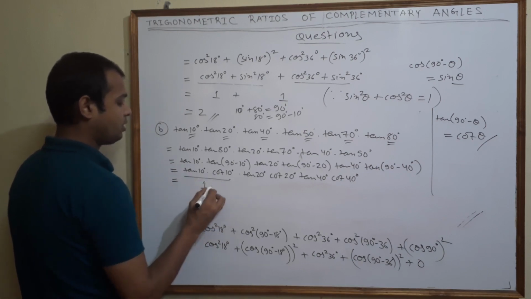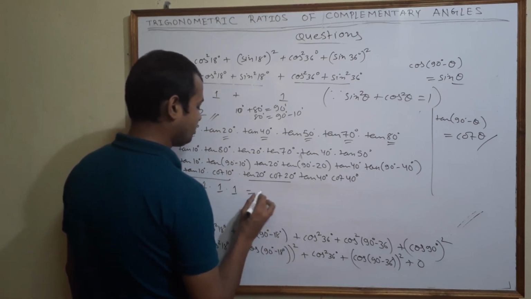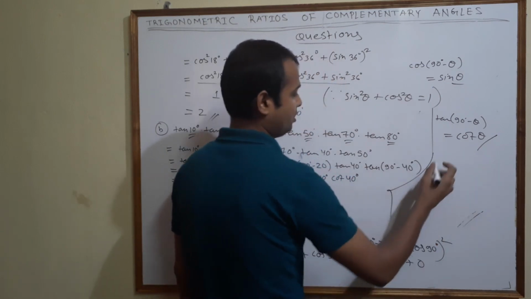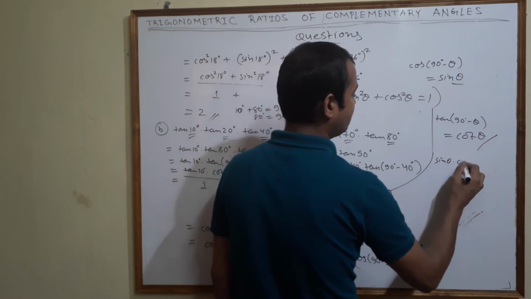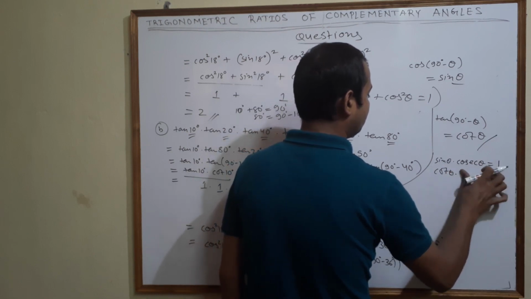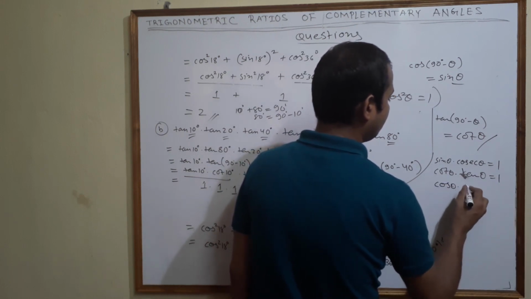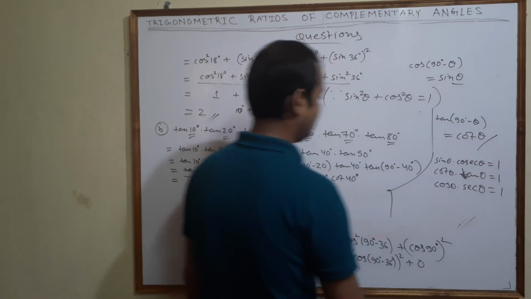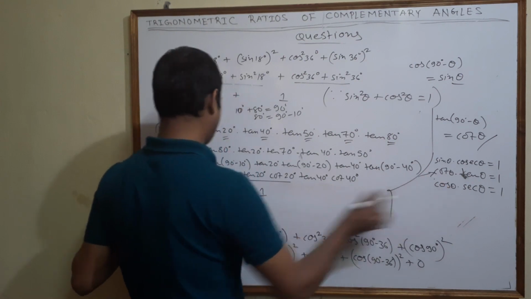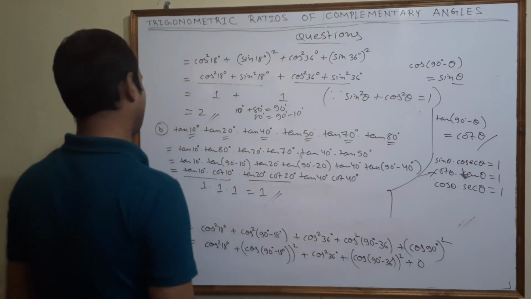Straight, this will be equal to 1, this will be equal to 1, this will be equal to 1. So simply 1. You should know that sine theta into cosec theta is always 1, cot theta into tan theta is always 1, cos theta into sec theta is equal to 1. So in this case we have tan 10 cot 10. So by this we are getting 1 for this, 1, for this 1. So answer is 1.